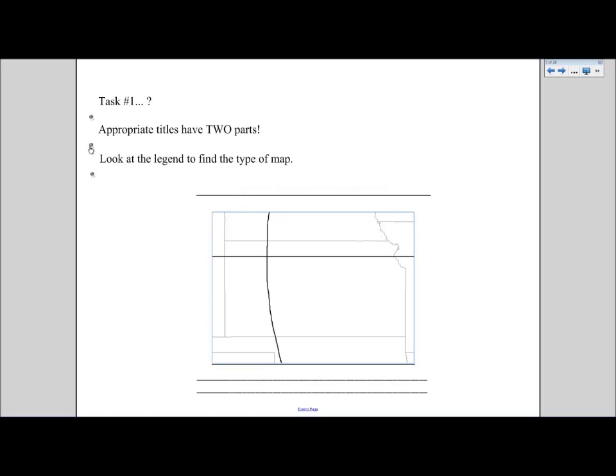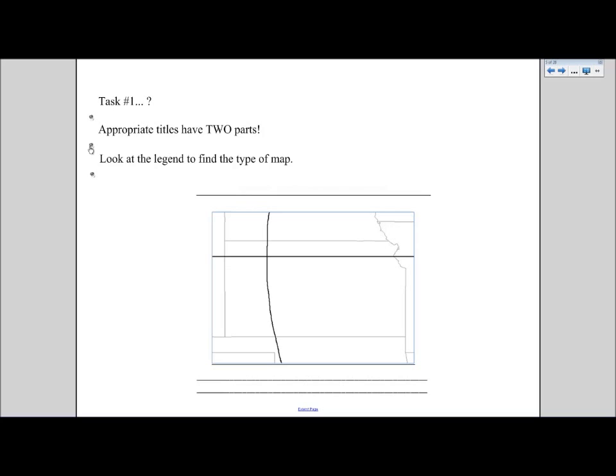Notice that it doesn't just say title, it says appropriate title. Remember, titles in 6th grade have two parts. The first part of the map title always tells us the location of the place. Where is this map? What are we studying? The second part of the title always tells us what type of map it is. Is it a population map, or a road map, or a climate map?